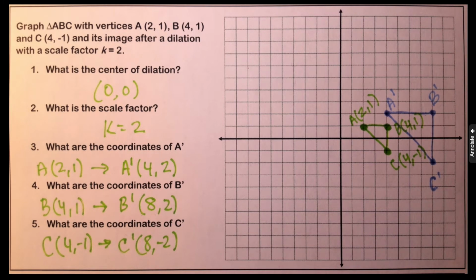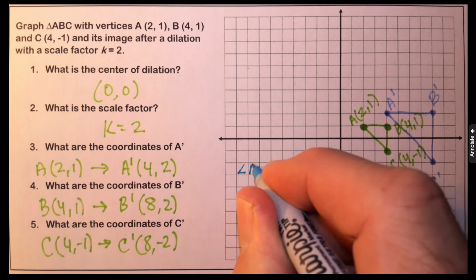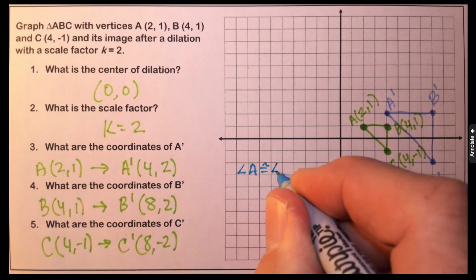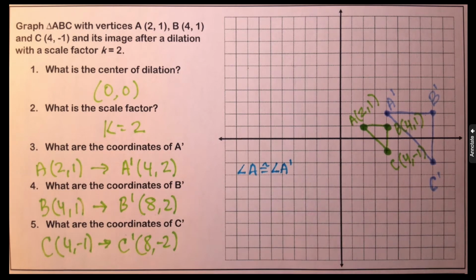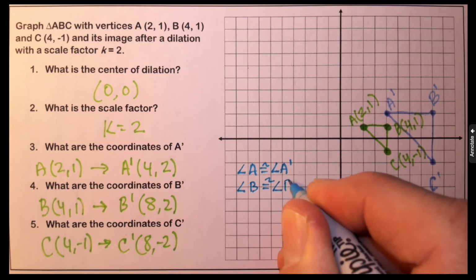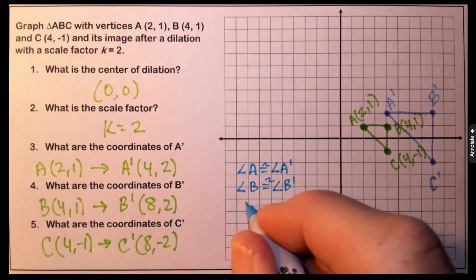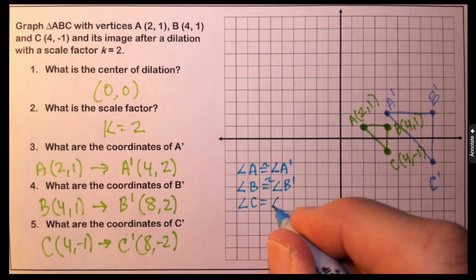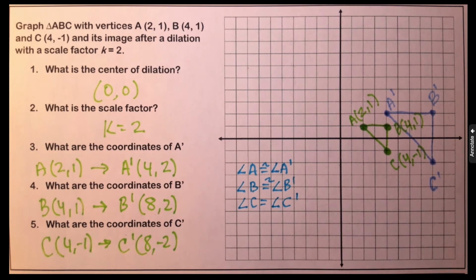So now if we examine the angles of our triangle, angle A is congruent to angle A prime. Angle B is congruent to angle B prime. And angle C is congruent to angle C prime. So even though our triangle A prime, B prime, and C prime has been enlarged, the angles remain the same.